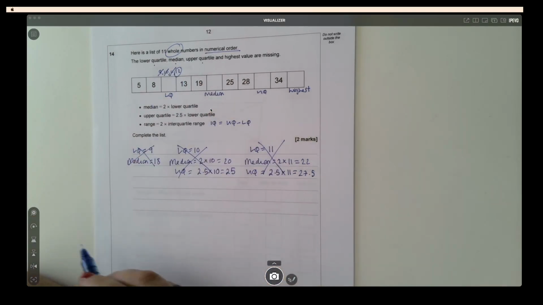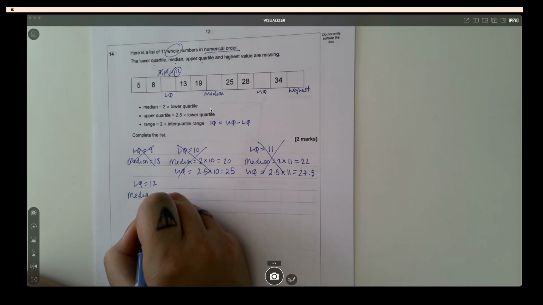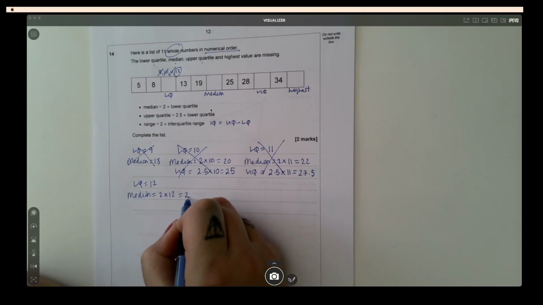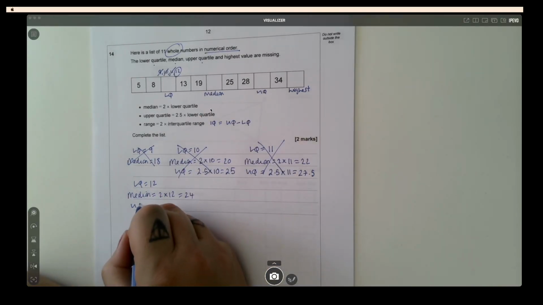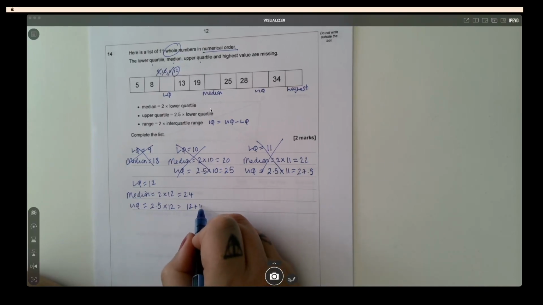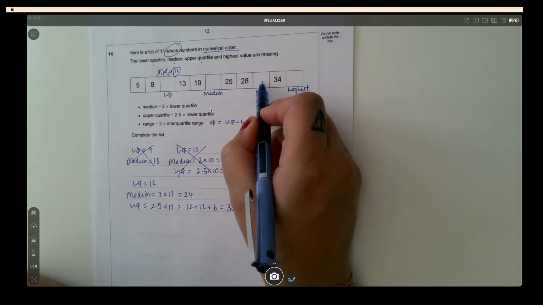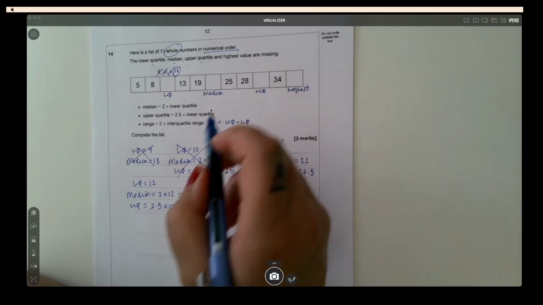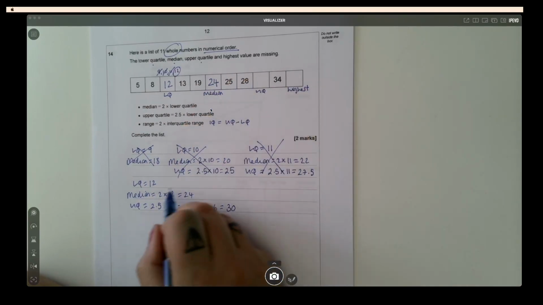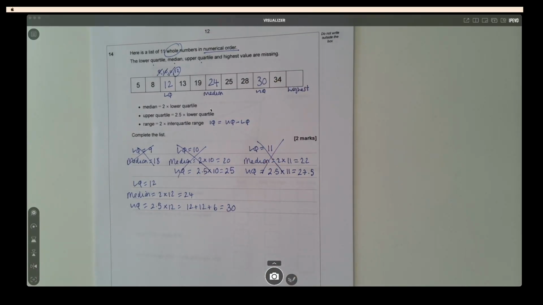So the last one that we've got to try is the lower quartile being 12. If the lower quartile is 12, the median is 2 times 12, which is 24. That would work. The upper quartile is 2.5 times 12, so 12 plus 12 plus half of 12, which is 30. That works. So let's go with a lower quartile of 12, a median of 24, an upper quartile of 30, but we've still got this highest value to figure out.